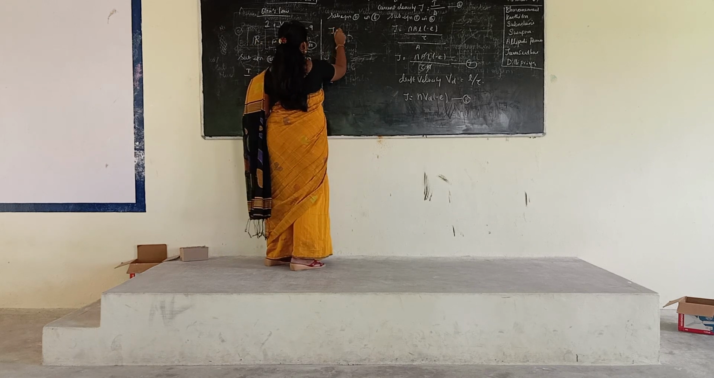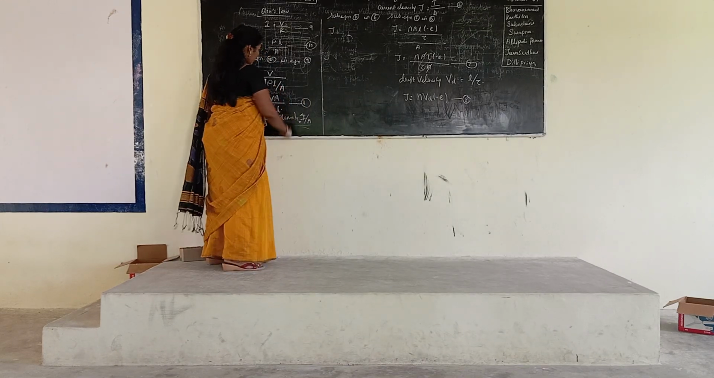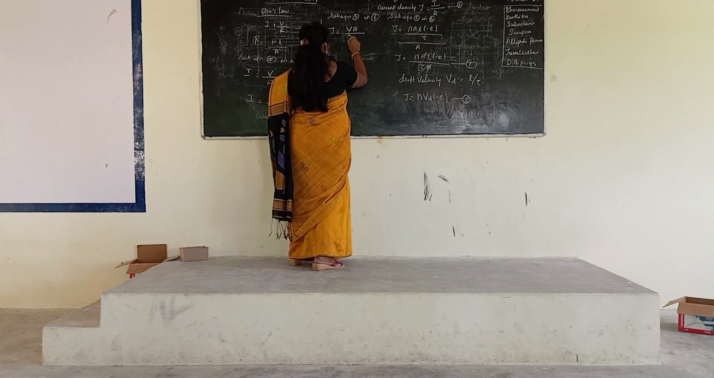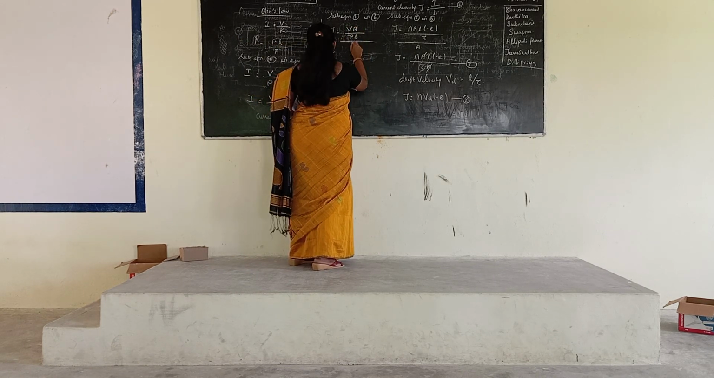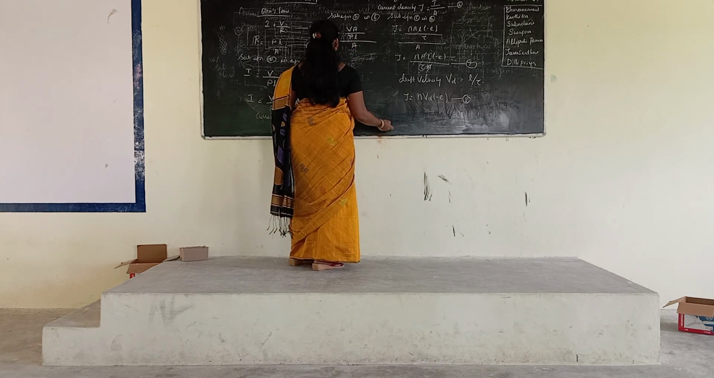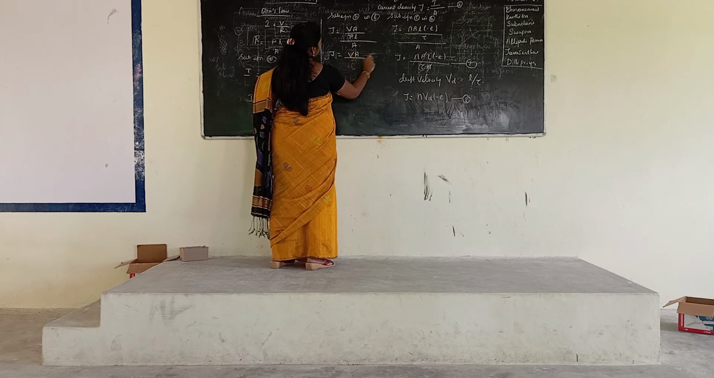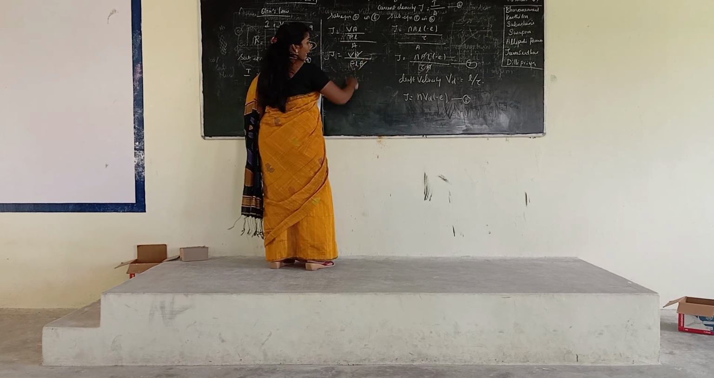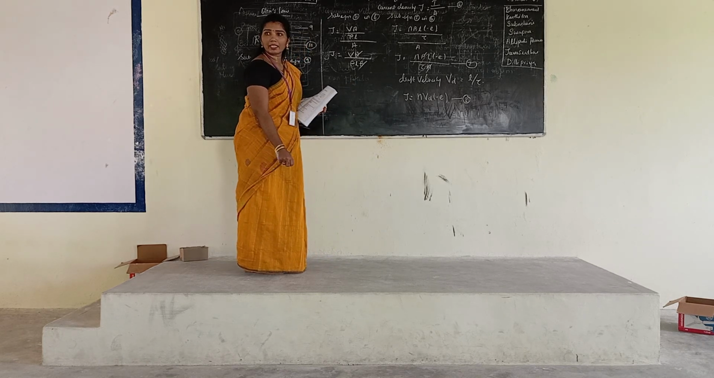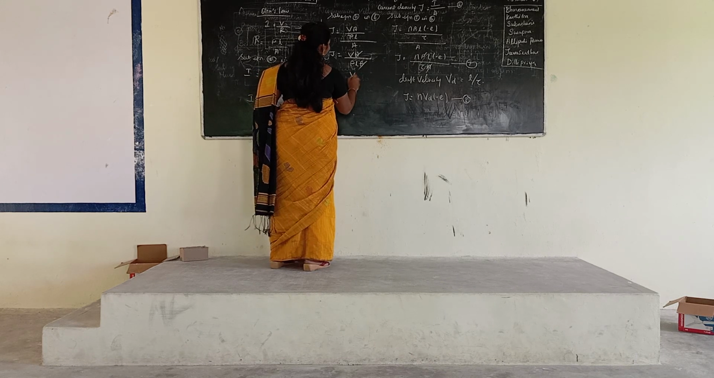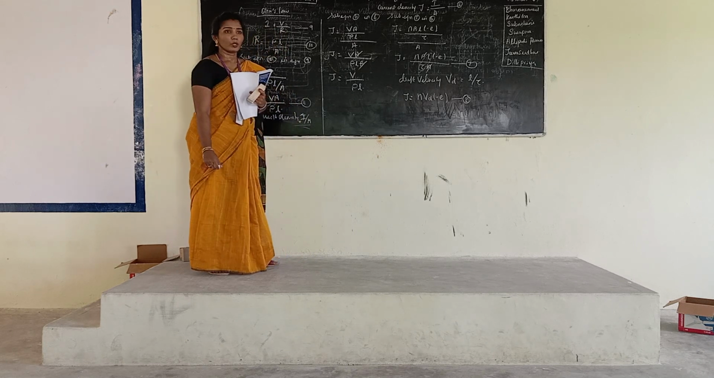Okay, so J is equal to, what is the formula for this I? VA divided by rho L, and then divided by A here. So here what do you get? J is equal to VA divided by rho into L into A. Here A cancels out. So J is equal to V divided by rho L.